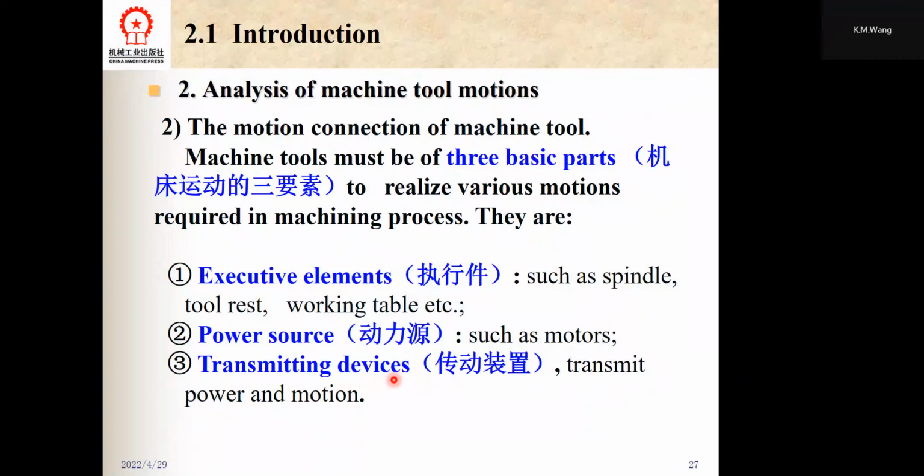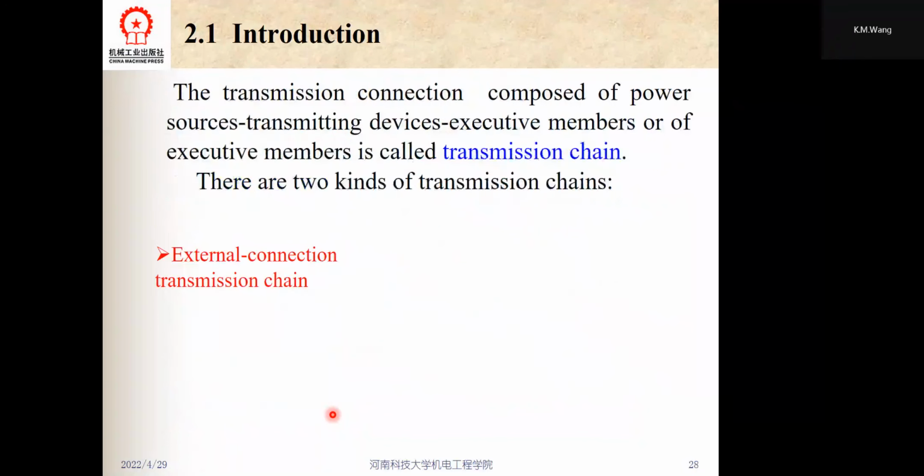The machine's feature and the composition of the lathe. We will study these three parts: executive elements, power source, and transmitting device. The spindle is very important, and the tool rest and the work table, and the transmit power and the motion. These are the most important three basic parts.